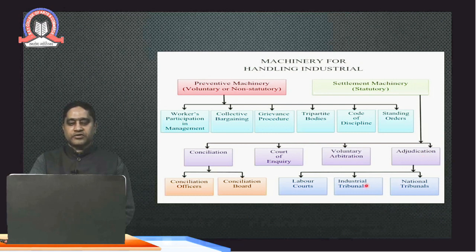Under adjudication, we have the labor court. If there is a dispute, we will go to the labor court. If the person is unsatisfied with the decision given by the labor court, then they will approach the industrial tribunal. And if the person is not satisfied with the decision given by the industrial tribunal, they will go to the national tribunal. So these are the hierarchies, but the person cannot go directly to the national tribunal; he has to go step by step, that is labor, then industrial, and then national tribunal.